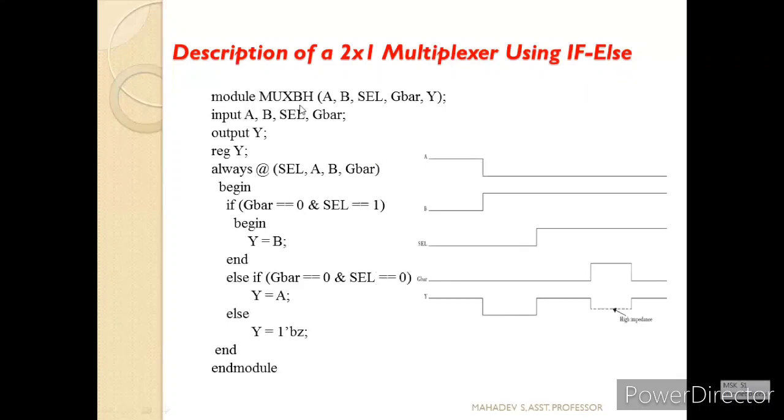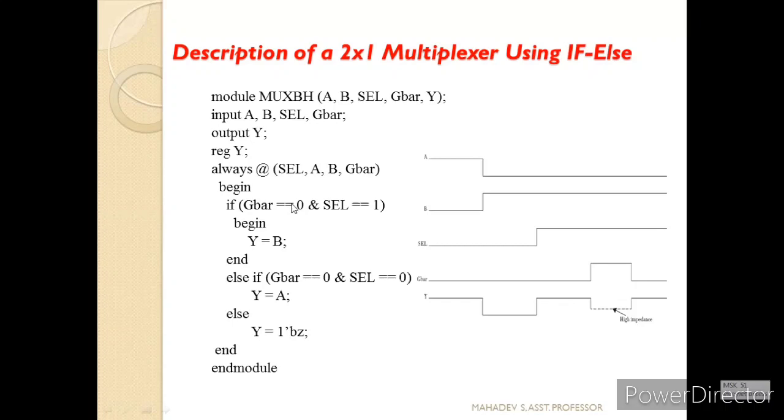So module mux as behavioral, with A, B, select line, G bar, Y. The same statement what you read there. With the help of waveforms, we are analyzing it. So if G bar is 0 and select line is 1, output is B. If G bar is 0 and select line is also 0, then the output is A. Else, it is high impedance, as we have written in the previous program on how to use the always block. Now let us analyze this particular program in this particular waveform.